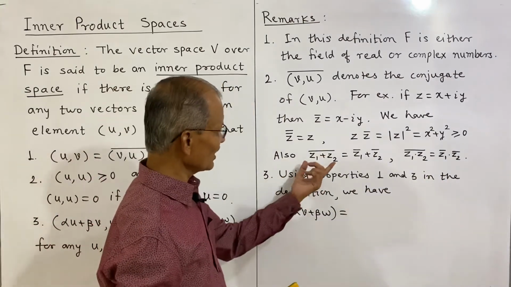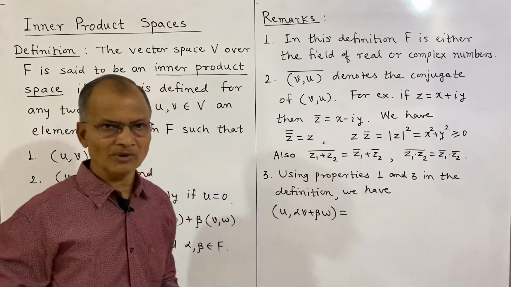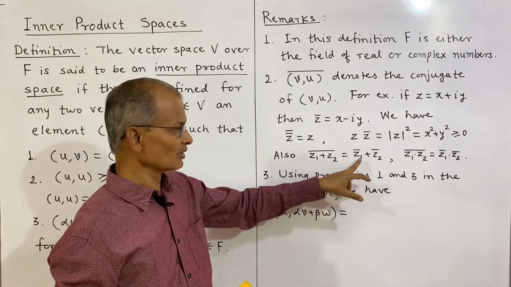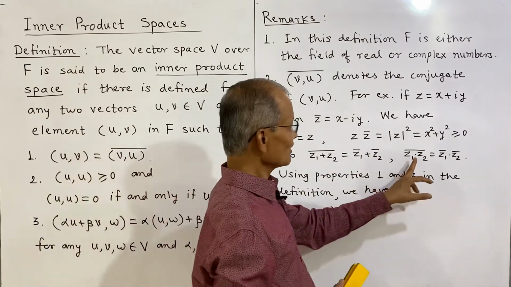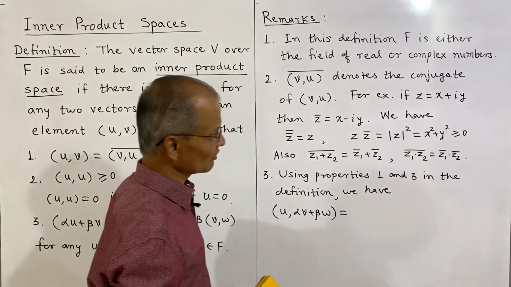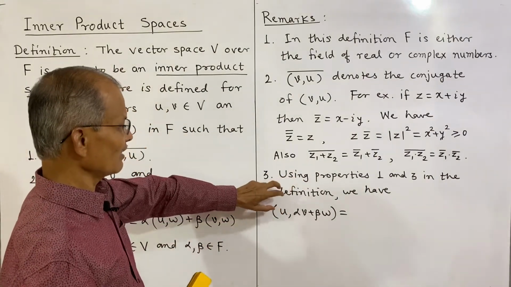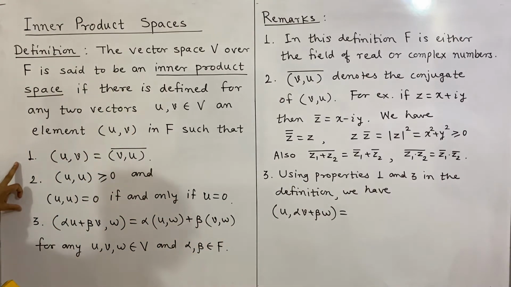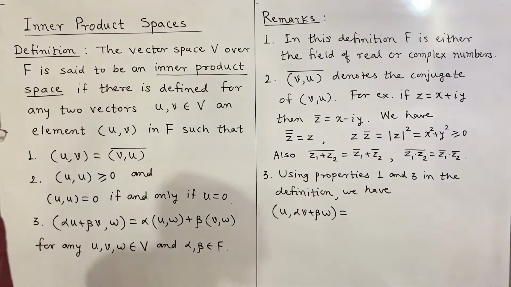And some other properties are conjugate of z1 plus z2. z1 and z2 are two complex numbers, then the conjugate of their sum is equal to sum of their conjugates, conjugate of z1 plus conjugate of z2. Similarly, the conjugate of the product of z1 and z2 is equal to product of their conjugates. And now we will write the third remark, using the properties 1 and 3 in the definition. So what we can write is about this linearity property, linearity in second argument.